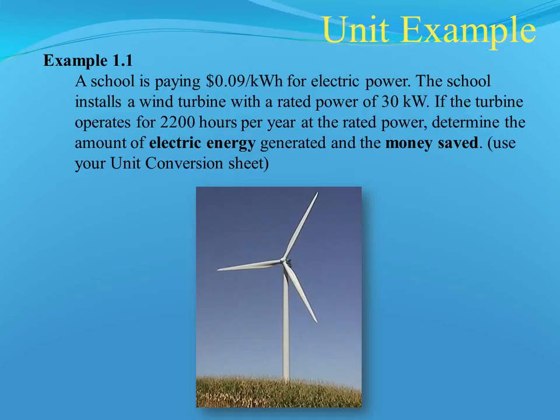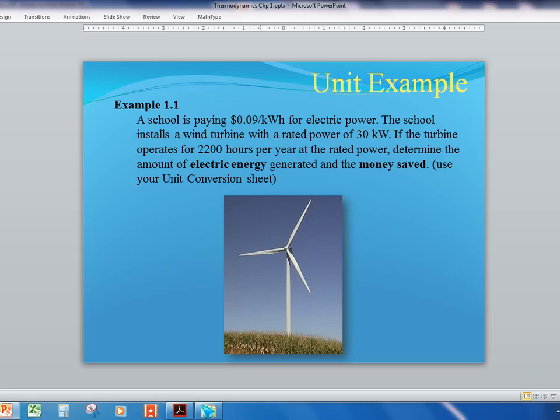Okay, so now let's look at the solution for example 1.1, where we're looking at the amount of electric energy that was generated throughout the year and the amount of money that was saved throughout the year when using a wind turbine to produce electricity.